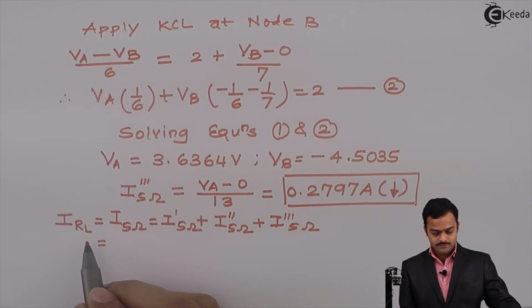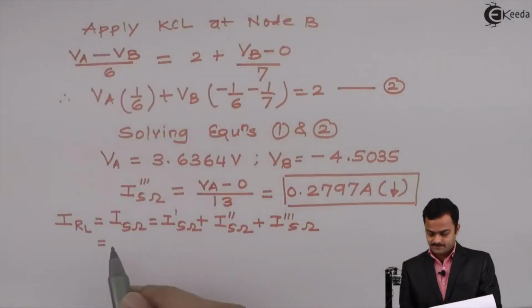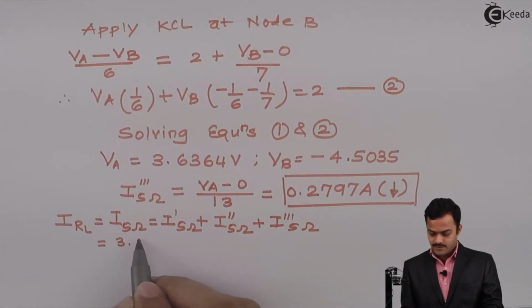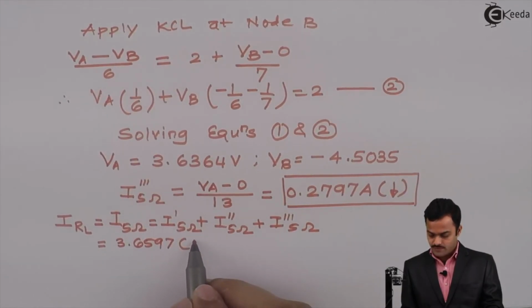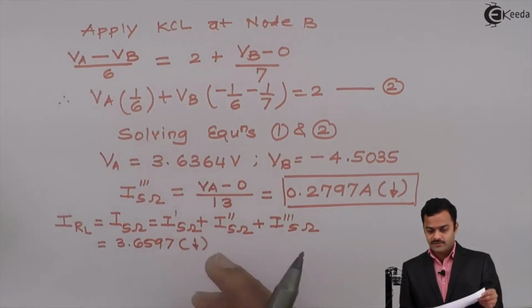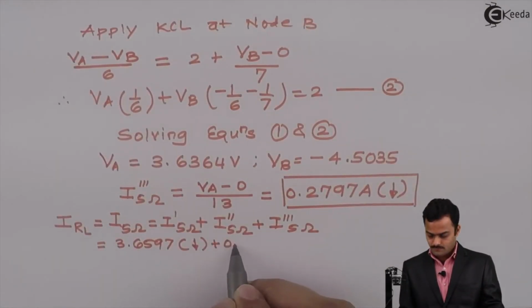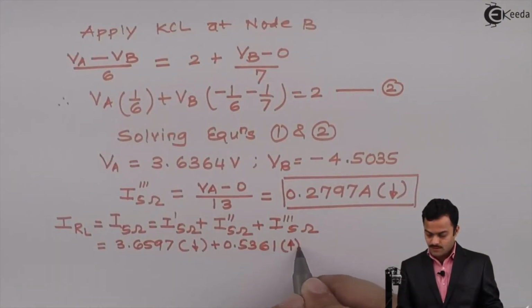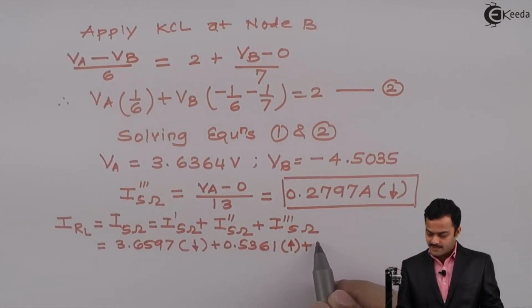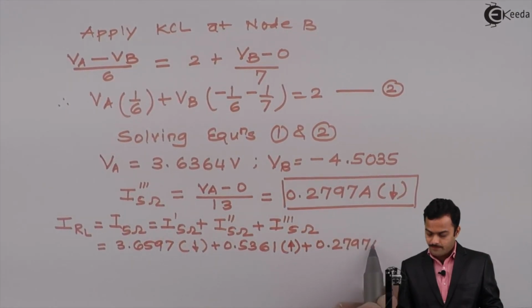I dash 5 ohm we are getting as 3.6597 ampere with a direction which is downward. I double dash we are getting 0.5361 with the current direction upward, and finally I triple dash, 5 ohm is 0.2797 ampere with a current direction downward.